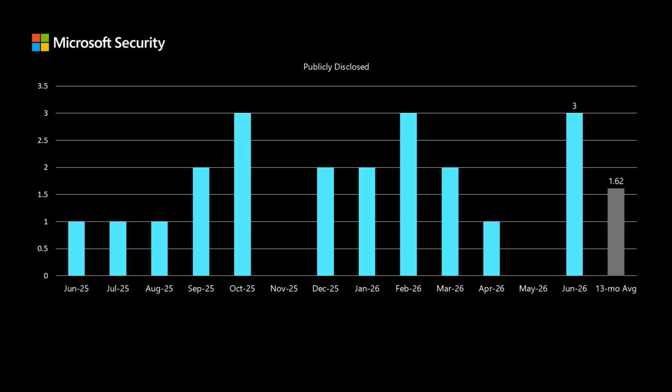Next, we'll move into publicly disclosed vulnerabilities. These are vulnerabilities where the details of a vulnerability have been made public in one way or another. This month we have 3, and we've been averaging just over 1.5 at 1.62 over the past 13 months.